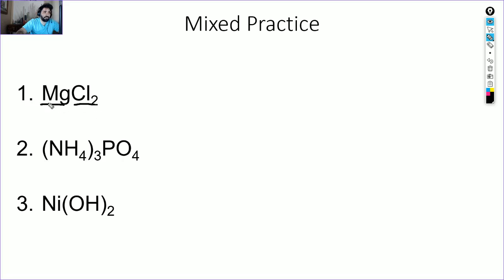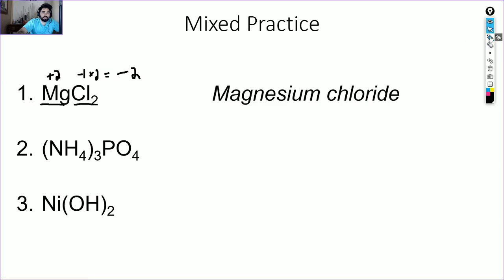This is a metal and this is a non-metal, so it's ionic. And then on top of that, we know the charge of magnesium and we know the charge of chlorine. The charge of magnesium is +2. The charge of chlorine is -1. I have 2 chlorines here though. So times 2, that gives me a total of a -2 charge. This +2 cancels this -2, so it works out perfectly. So this is called magnesium chloride.